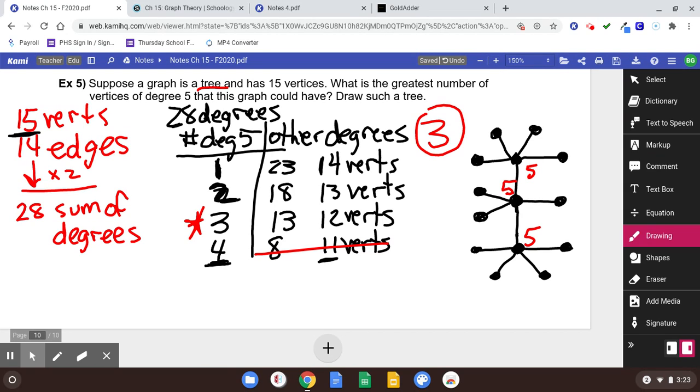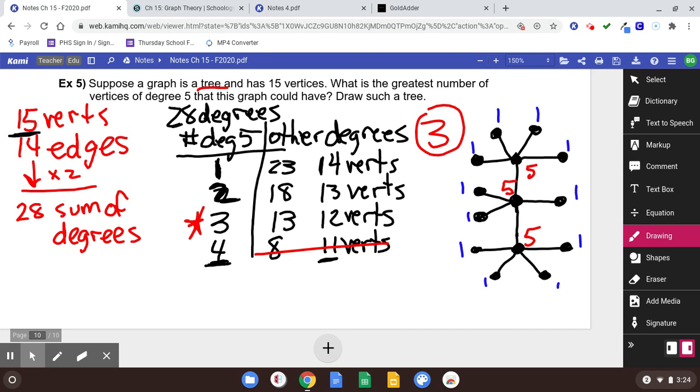At this point, we have 3 degree 5s, and we're supposed to have 12 other vertices with a total of 13 degrees. Okay. So I've got a bunch of degree 1s, right? 1, 2, 3, 4, 5, 6, 7, 8, 9, 10, 11. Add up all those degrees. 11 plus 15 is only 26, okay? So I've only got 26 degrees showing right now, and I've only got how many vertices? 1, 2, 3, 4, 5, 6, 7, 8, 9, 10, 11, 12, 13, 14. I've got 14 vertices. I need one more, okay?